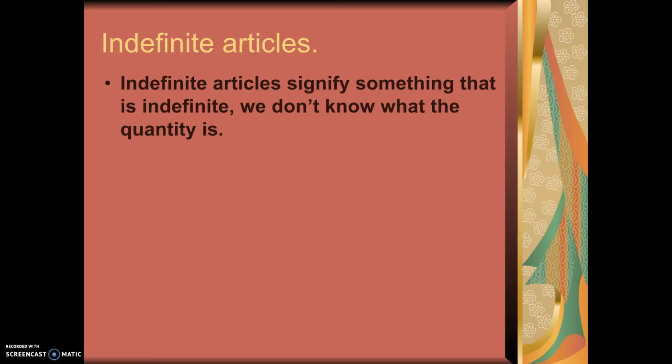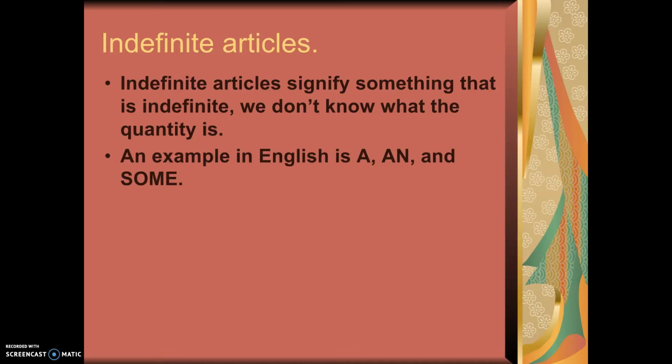It's just something that any old desk would do. A desk, okay? An example in English is a, an, or some. So if I look at this, you can say a book. I want any book. A book. An apple. Any apple. An apple. Okay, it's not the apple, not specific. It's an apple.